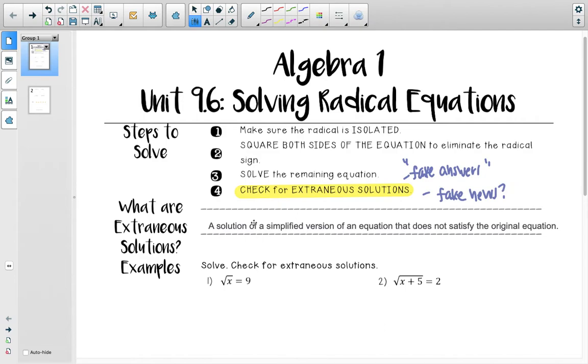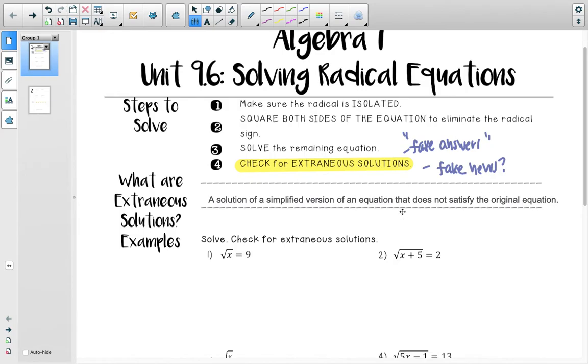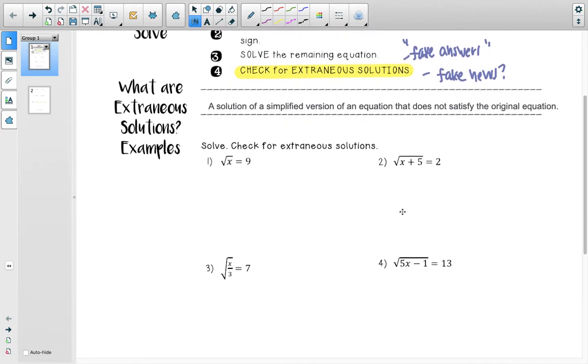Okay, and that's basically what it says. It's just a solution that does not satisfy the original equation, okay? So we've talked about how square roots and squares cancel each other out. So if I had the square root of x squared, it's just x. They cancel each other out. Well, that's kind of what we're doing today.